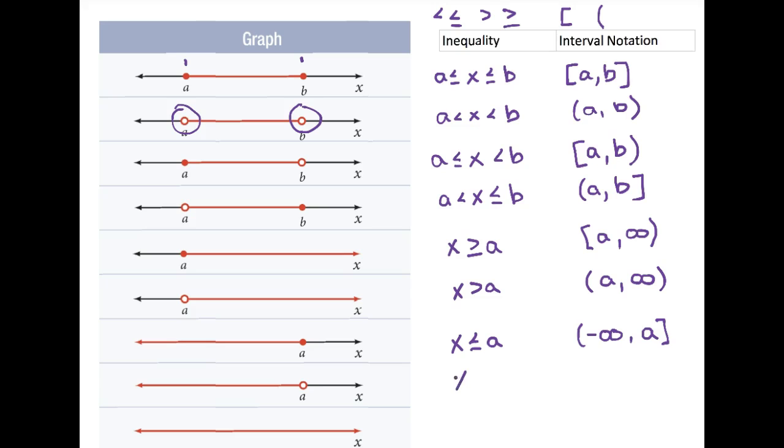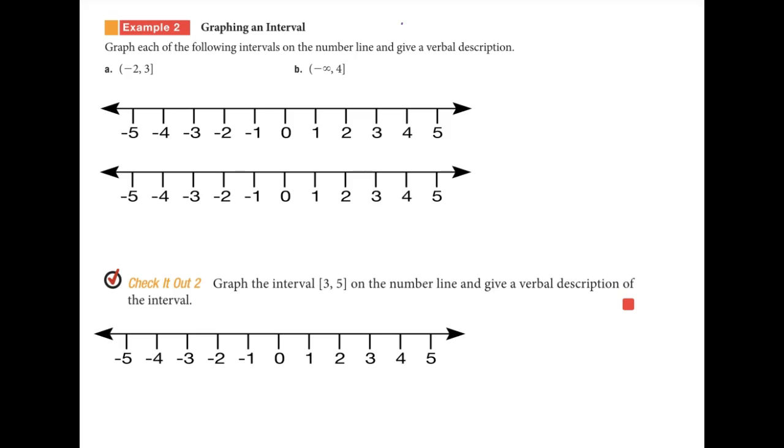All right, the next one is X is less than A, but does not include A because it's an open circle. And in this case, we say from negative infinity with a curved bracket up to A, again with a curved bracket because we're not including A. All right, the next one goes from negative infinity to positive infinity. So we would just write all real numbers. That's how we would explain that. And if we write it in interval notation, we would say from negative infinity to positive infinity with curved brackets on both sides.